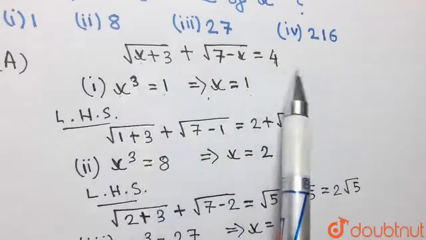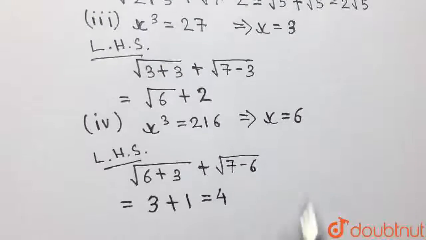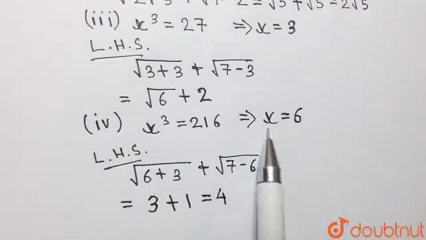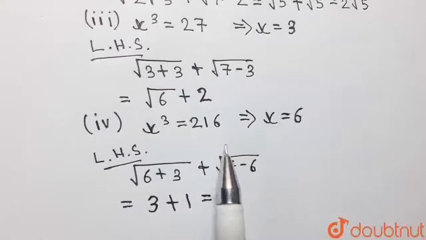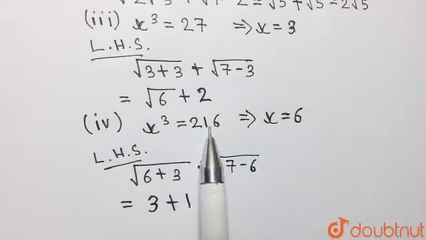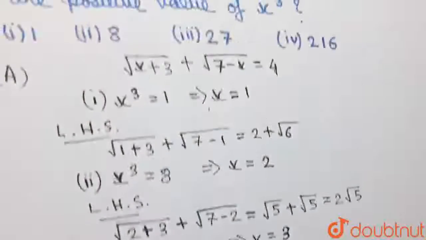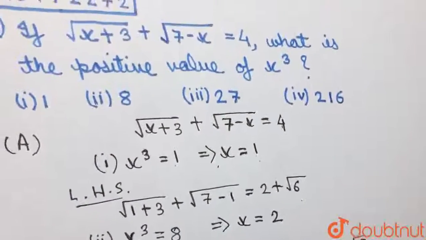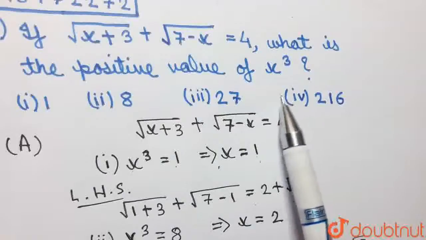Hence the solution of this equation is x equal to 6 and the value of x cube corresponding to x equal to 6 is 216. Hence we can conclude that the value of x cube should be 216 and option number 4 should be the correct answer. That is our final solution. The value of x cube is 216 and option number 4 is the correct option.